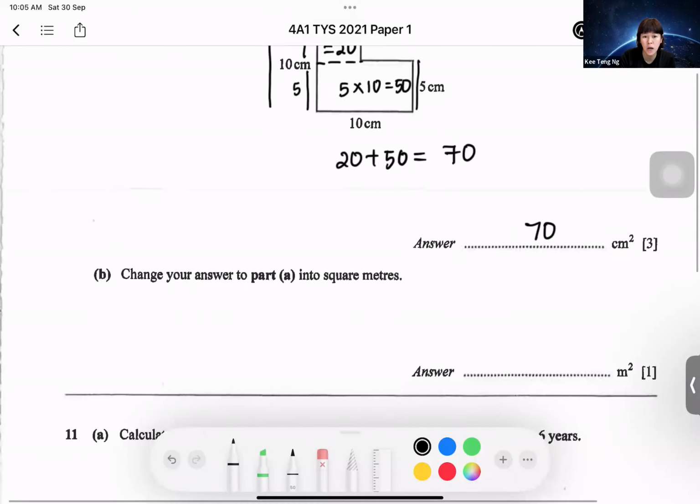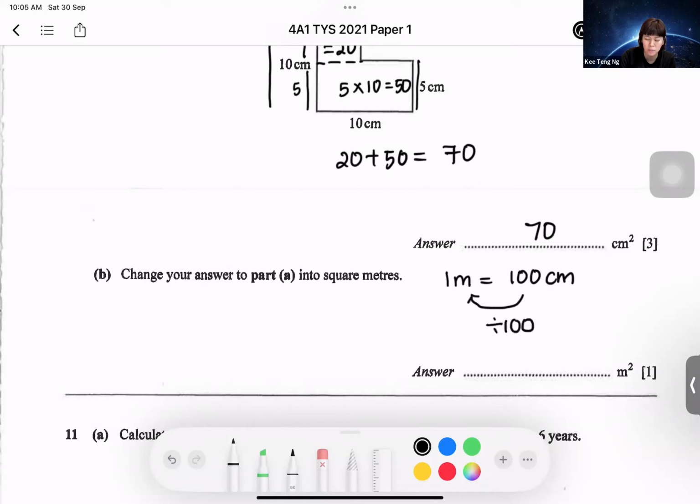So for this one, change your answer in part A to meter square. Now 1 meter equals 100 cm, right? And I want to change from cm to meter, so I need to divide by 100. But now I'm converting the area, cm square to meter square, so I need to add a square to it. So 1 meter square is 100 square cm square.